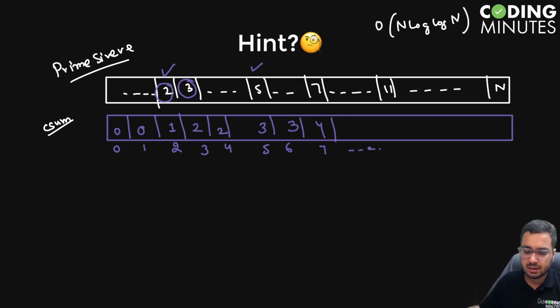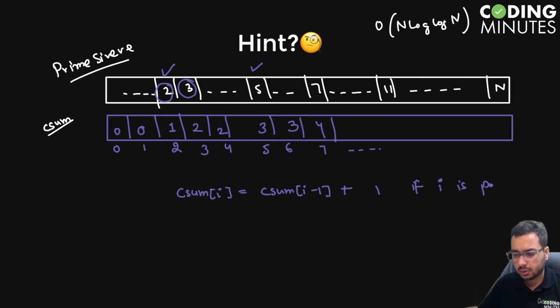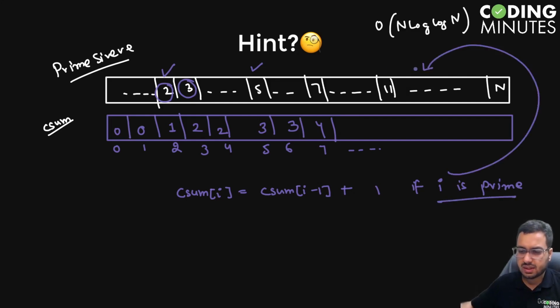So basically I'm saying that the cumulative sum of I is nothing but the cumulative sum of I minus 1, plus 1 if the number I is prime. Okay, how do you know if the number I is prime? By looking at the prime sieve. By looking at the sieve you can check whether this number is prime or not.